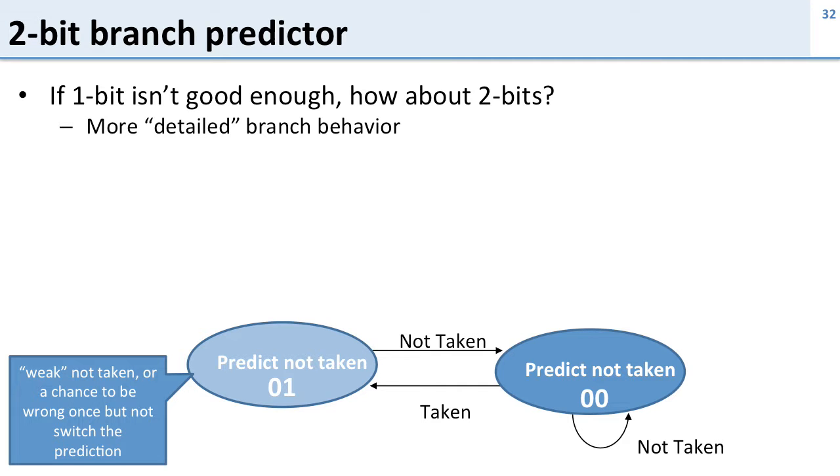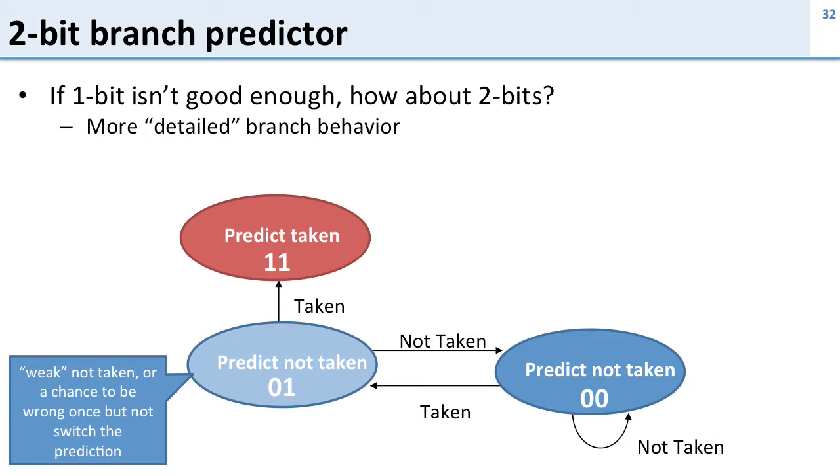So what this allows us to do is, if we saw a taken branch and then a not taken one, we still predict not taken. So we don't have many incorrect predictions. However, if we have another taken branch, now we're going to predict taken. So we're going to switch to predicting taken after we've seen 2 takens in a row.